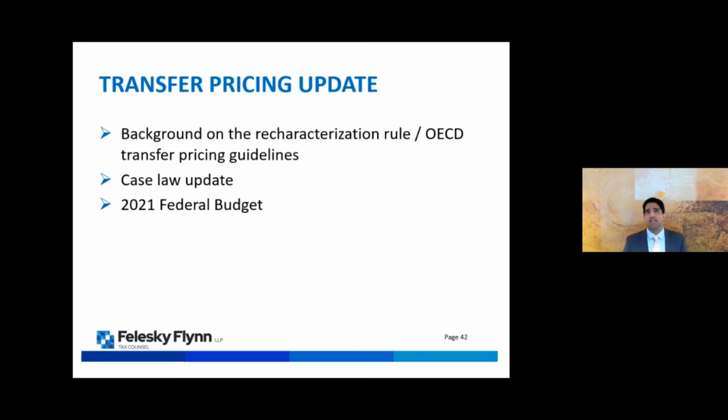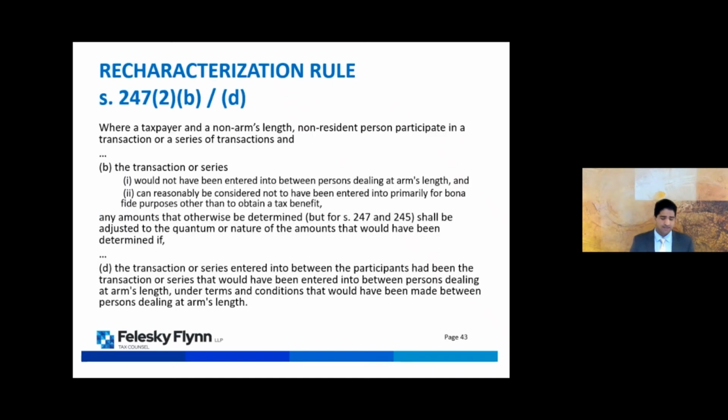And the real update I want to provide is on a couple of cases where there have been new developments in this area. And then I want to speak to what impact that might have on the upcoming federal budget. So just again, to set the table, to remind everyone, there is a transfer pricing recharacterization rule in paragraph 247(2)(b) and (d).